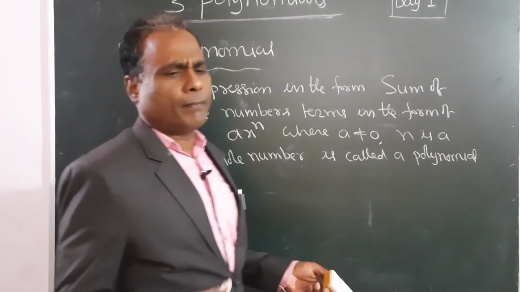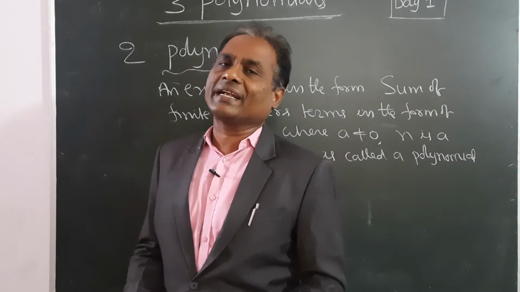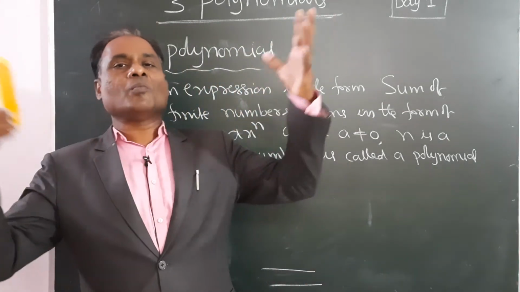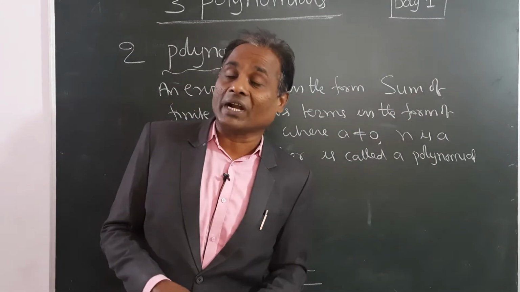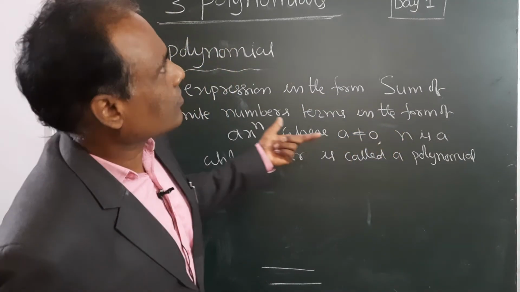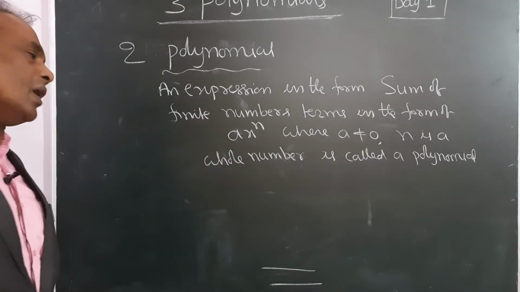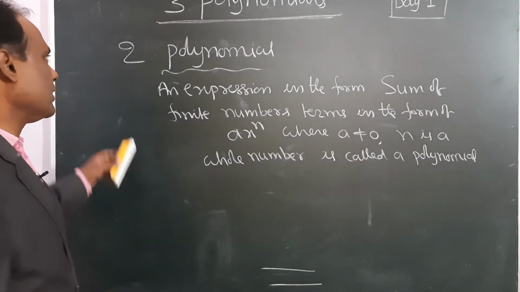Polynomial means, poly means many. Many terms. Many terms means it is not that it should have more number of terms, then only it is called polynomial. Any number of terms, it is a polynomial. Even if it is having one term, it is a polynomial. 2 terms is also polynomial. 3 terms also polynomial. Any number of terms is a polynomial.